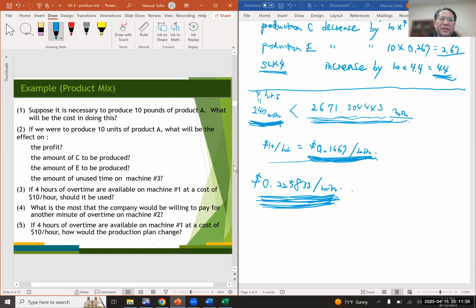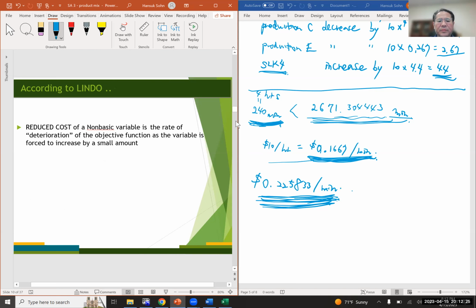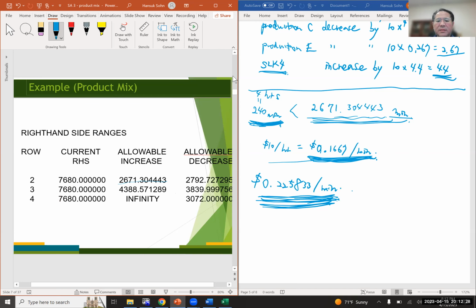How would you answer this question? It's asking what the most is that the company would be willing to pay for another minute of overtime on machine number 2. So again, we need the dual price. We need to check if the corresponding change of the right-hand side value is within the ranges. So we need to look at the right-hand side ranges. We need to look at this value.